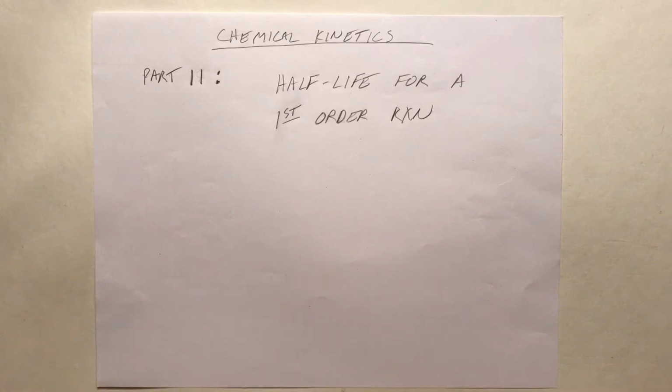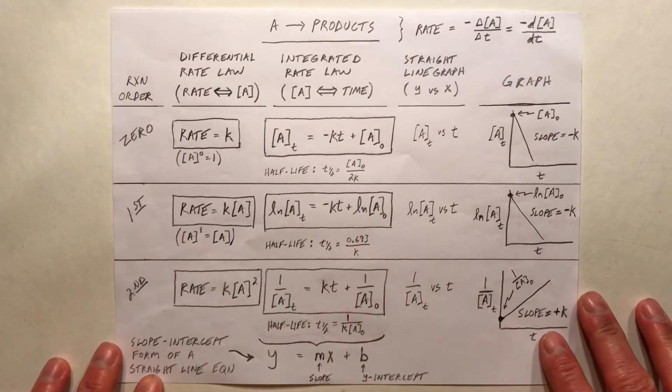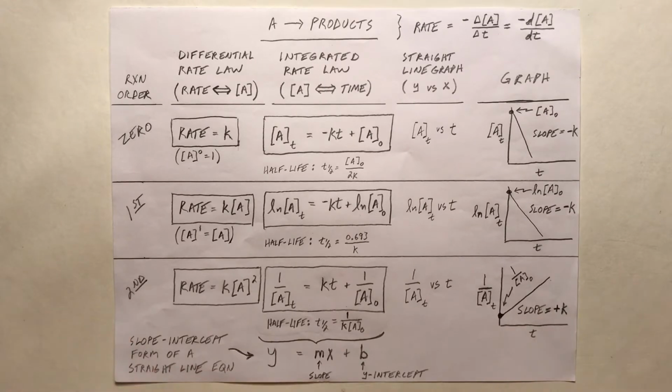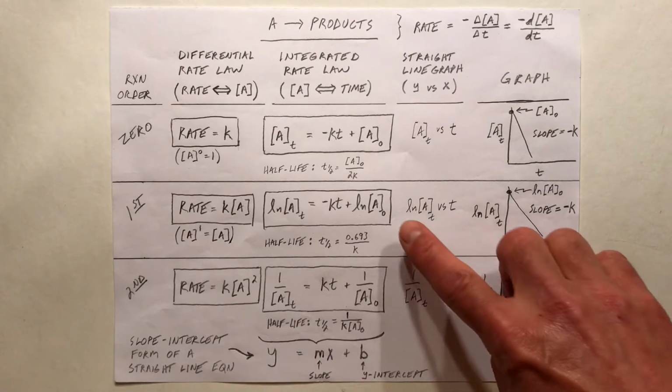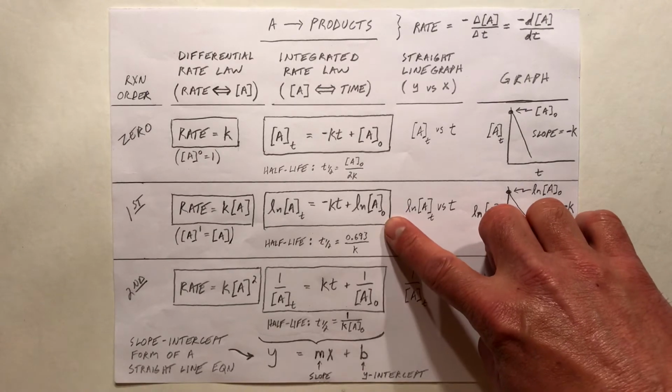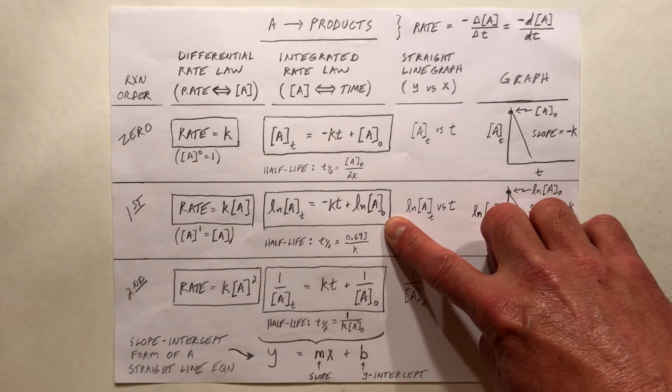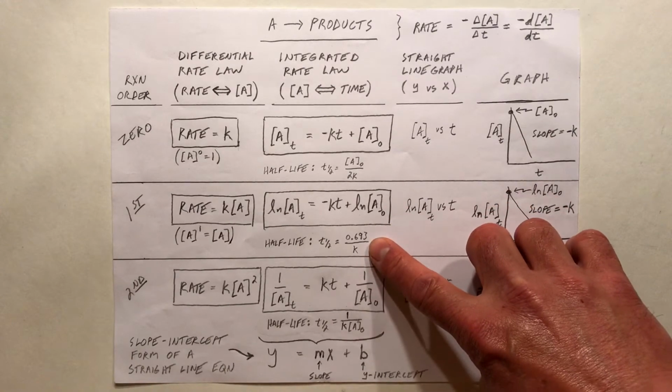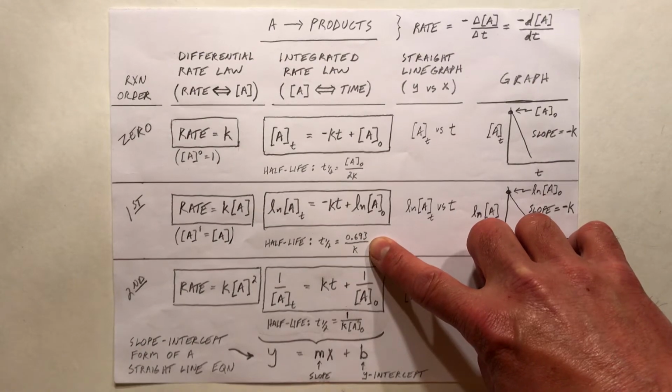Chemical Kinetics, Part 11, Half-Life for a First-Order Reaction. Here's a sheet with all of the important equations for chemical kinetics. These are the equations that you need to do any calculations. And what we're going to do in this video is take a look at how we can take the integrated rate law for a first-order reaction and turn it into the half-life for a first-order reaction.